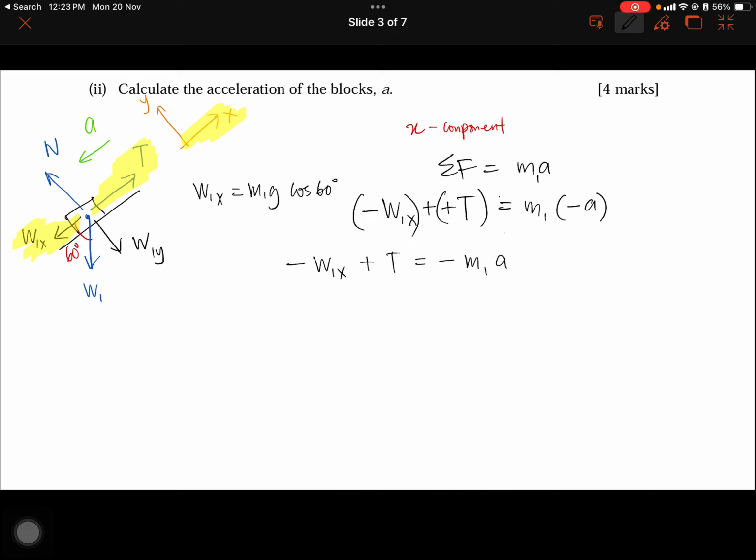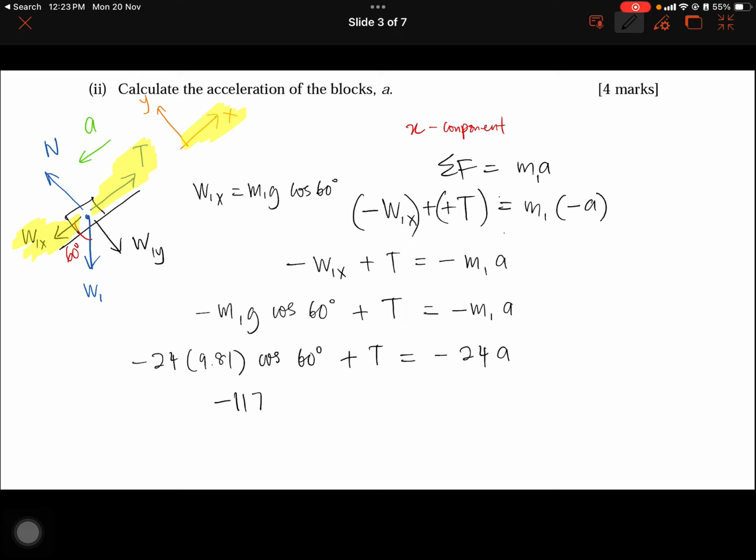We write down the full formula for W1x, which is m1g cos 60 degrees, plus T, and it is equal to negative m1a. Now we can substitute the values. It is going to be negative 24 times 9.81 times cos 60 degrees plus T, and here we put negative 24a. This can be further simplified by writing negative 117.72 plus T, and it is equal to negative 24a.